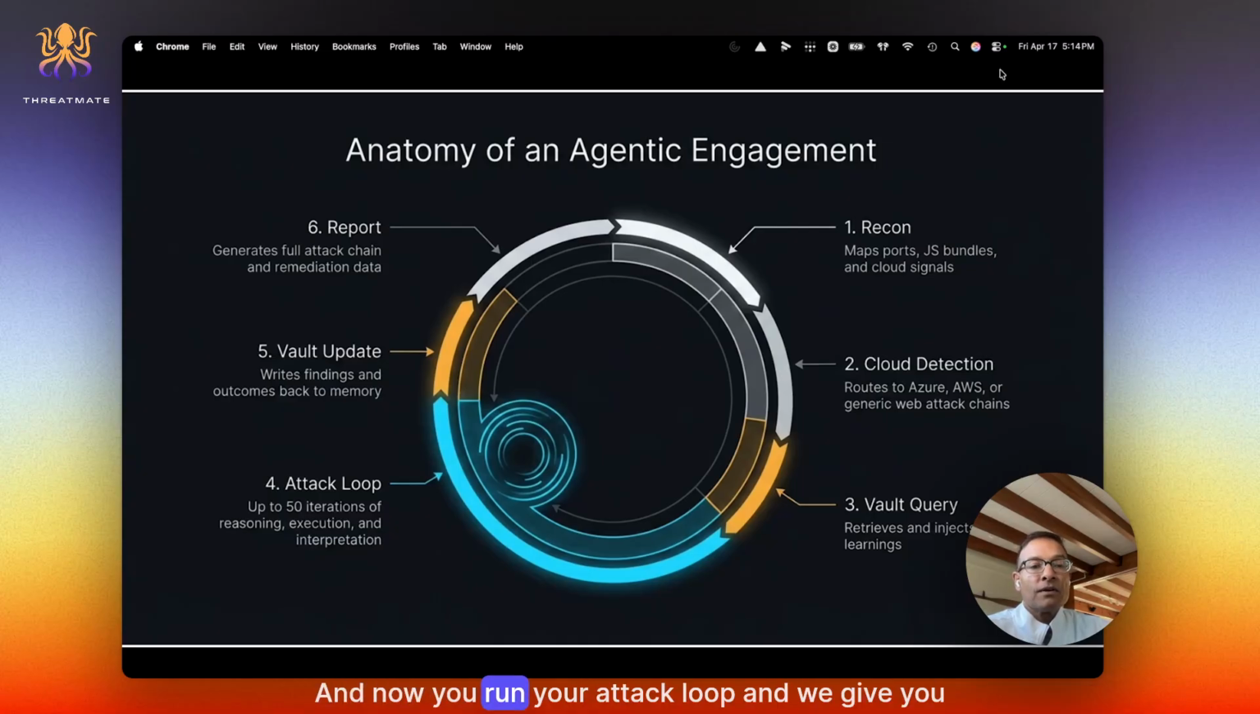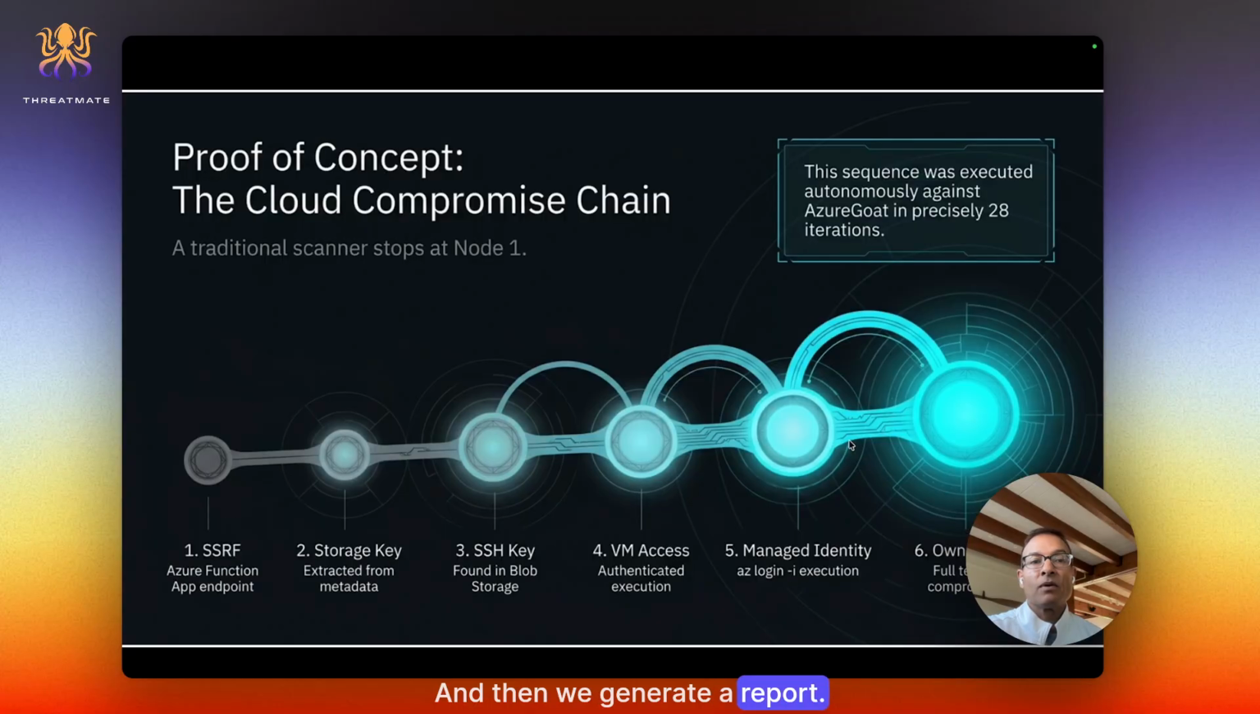And now you run your attack loop, and we give you the ability to configure how many iterations of the inner loop, the OODA loop, you want to run. And again, this is something you can configure, but at every loop, it's iterating based on what it finds. It chooses the appropriate tool, and it continues to iterate until either it achieves its objective or it fails and moves on. After the pen test is run, we update the vault with the learnings. Learnings include negative results, which is also really important, and then we generate a report.